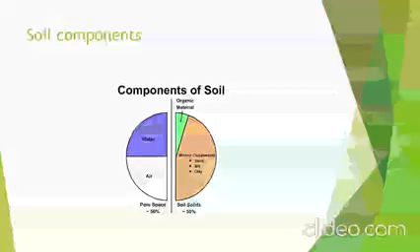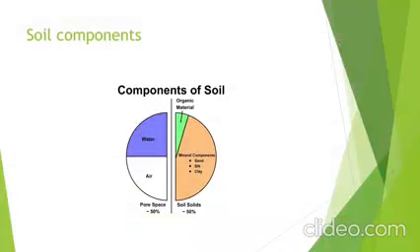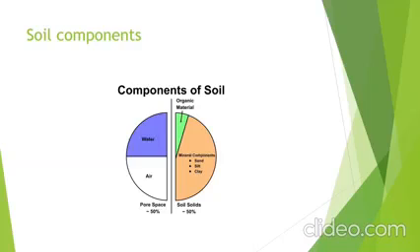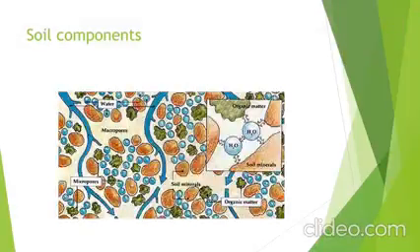So we'll start by looking at the blue component. That's the soil water there, that's 25%. And the white component there, that's soil air, 25%, and the brown part there on the pie chart is mineral matter, which is 45%. It consists of silt, clay, and sand. Then we have the green part, which is organic matter. So that's a representation of soil, and there are four components there that you can see.